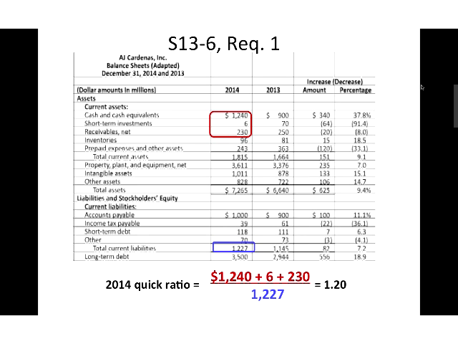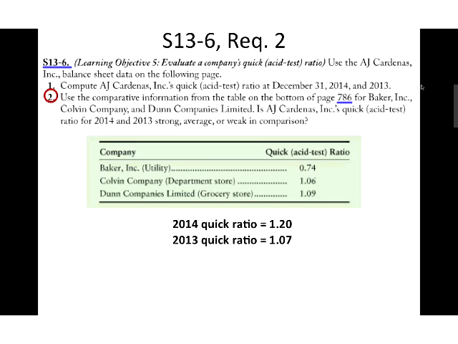Okay, on the balance sheet, you're going to see your current assets at the top. So we go through and pick out our cash, short-term investments, and receivables, add those up, divide by the current liabilities, and we get 1.2. Then we do the same thing with 2013 and we get 1.07. So the quick ratio for 2014 is 1.2, and for 2013 it's 1.07. So it's moving in the right direction.